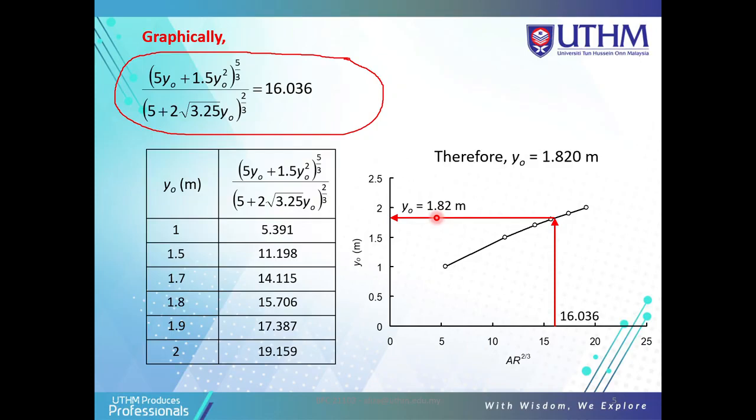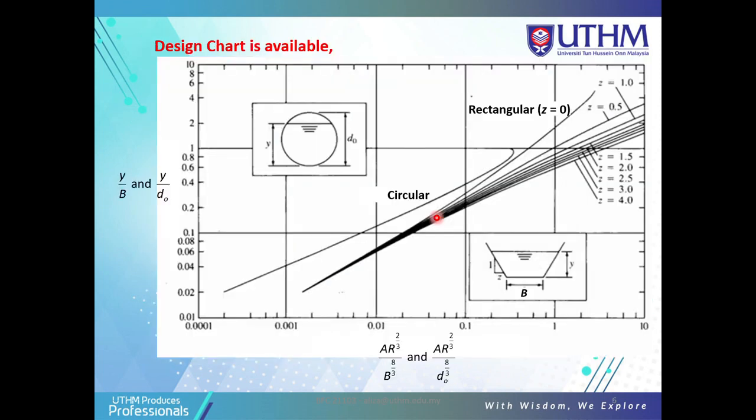Okay, so look at the design chart. If this chart is given in your test or in your final, you must use this chart. From AR to the power of 2/3 over B, you get the x-axis value, and the y-axis is the y over b value, or y over d. Actually, y over d is for the circle. This type of channel is the circular one.